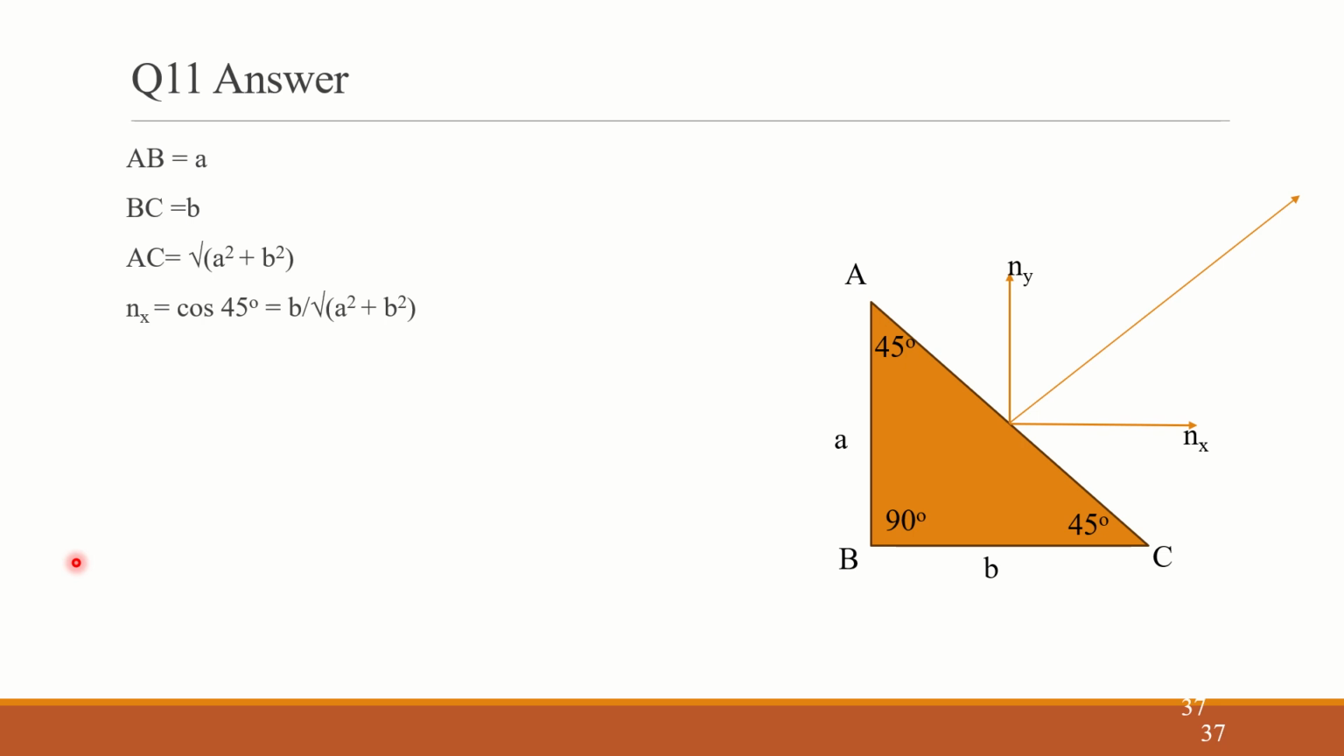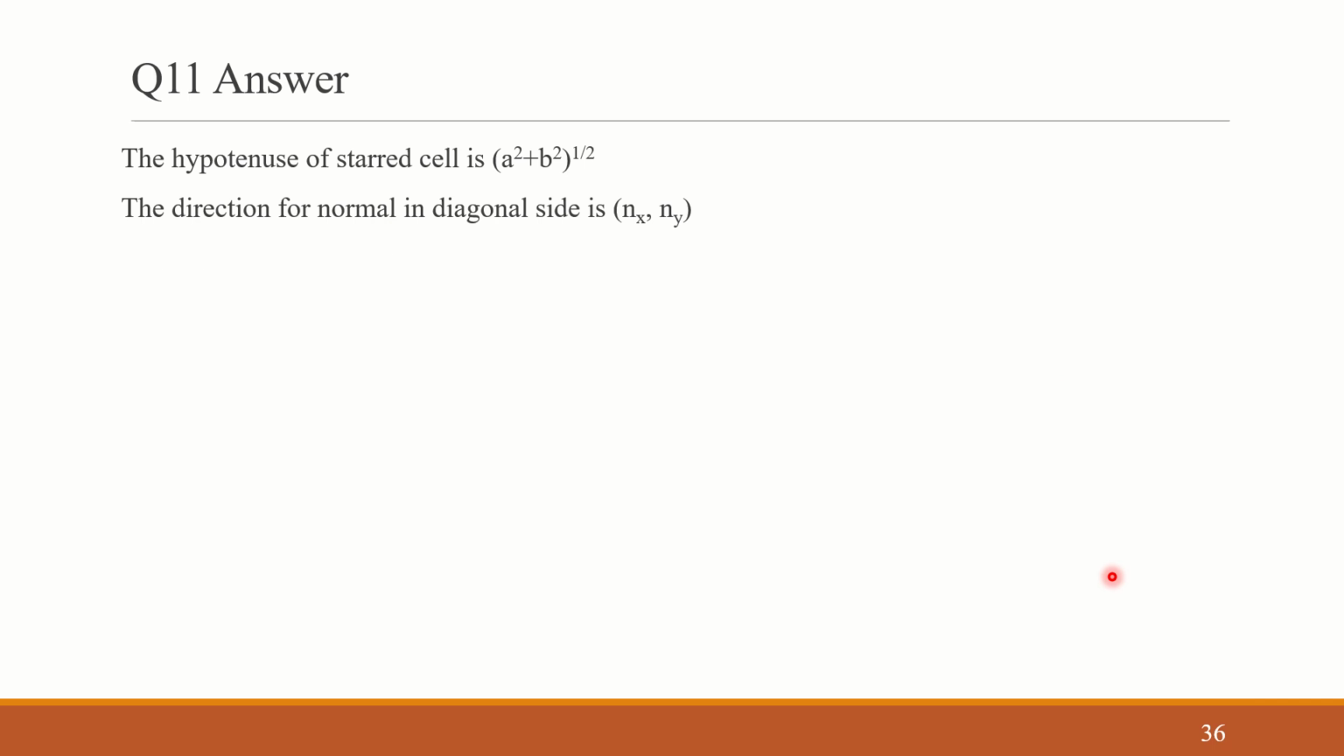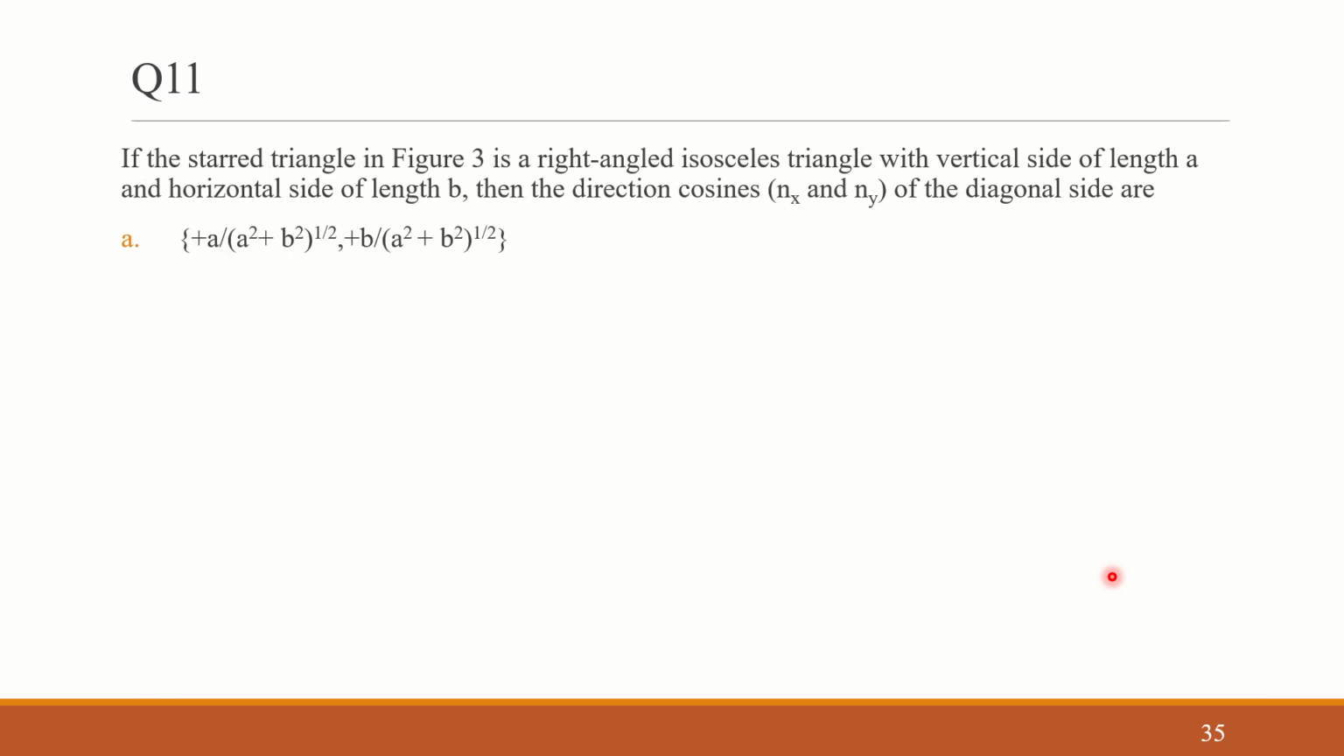Same thing explained in a different manner. We are just resolving the direction cosines. This is the outward normal. We are asked to find the direction cosines for this diagonal side. So I'll read the question once again. If the starred triangle in figure 3 is a right angle isosceles triangle with the vertical side of length A and horizontal side of length B, the direction cosines of the diagonal side are dash.